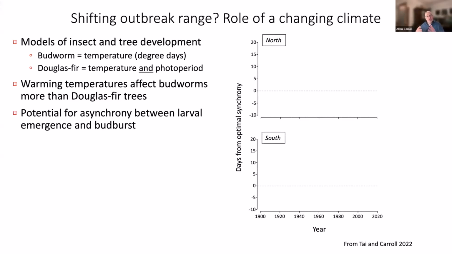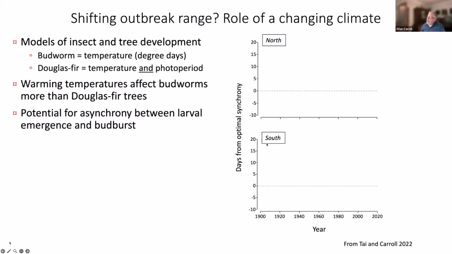So I want to show you the results of some analysis that we've done. And here what we've done is we've taken these two models of insect and tree development, and we've used real weather data through time and asked whether or not there have been changes in this idea of synchrony. And so let me explain what's going to happen here.